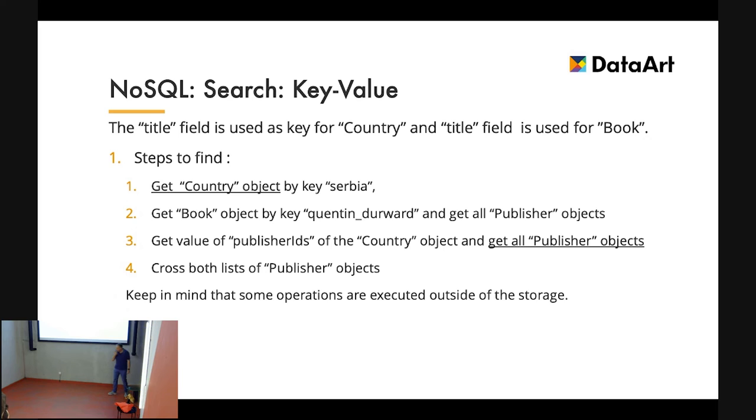And our last search. We get country, we get a book, and get all publishers from the book. We get publishers by publisher IDs from the country, and after it we will intersect all publishers from the country way and from the book way. But keep in mind that all these operations you will do in your code.